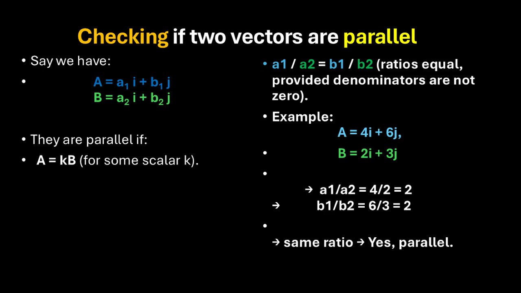Say for instance, A is equal to 4i plus 6j, B is equal to 2i plus 3j. 4 by 2 is 2, 6 by 3 is 2. So a1 by a2 is equal to b1 by b2. The direction ratios are the same, and yes, therefore they are parallel.